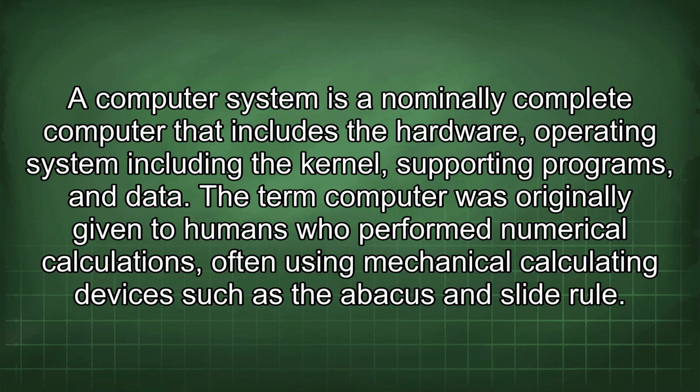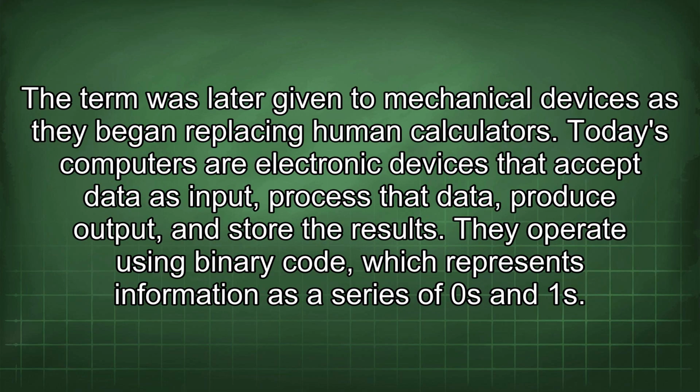data. The term computer was originally given to humans who performed numerical calculations, often using mechanical calculating devices such as the abacus and slide rule. The term was later given to mechanical devices as they began replacing human calculators. Today's computers are electronic devices that accept data as input, process that data, produce output, and store the results. They operate using binary code, which represents information as a series of zeros and ones.